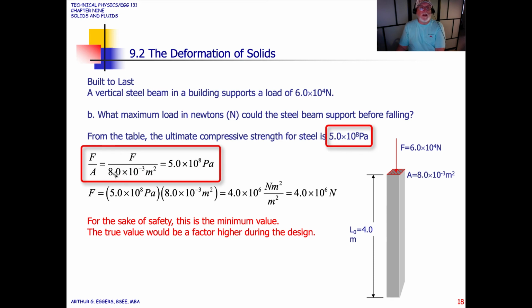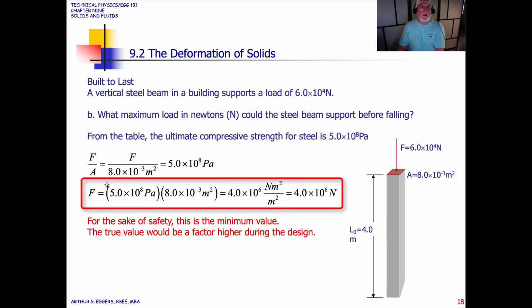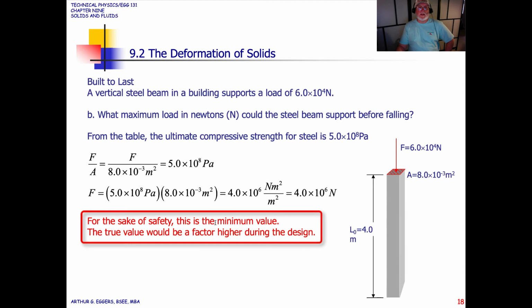So when I multiply 8 times 10 to the minus 3rd meters squared times 5 times 10 to the 8th Pascal, I get 4 times 10 to the 6th Newton meters squared over meters squared. The meters squared cancel out, and I'm just left with the force, 4 times 10 to the 6th Newton. So for the sake of safety, this is the minimum value. The true value would be a factor higher during the design. So these guys, when they're doing their designs, would know, okay, as a minimum, 4 times 10 to the 6 newtons of force would be our minimum.